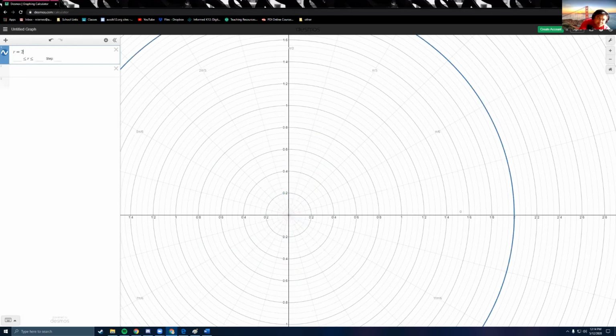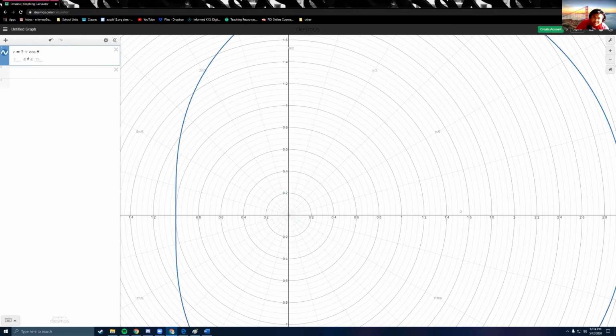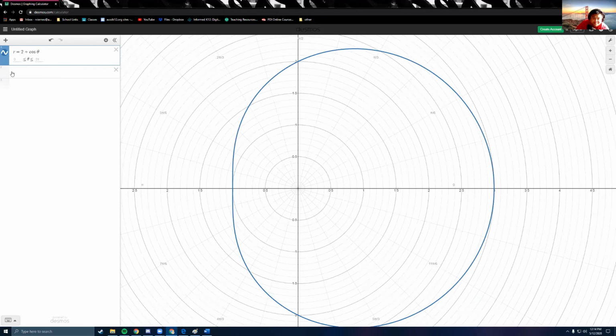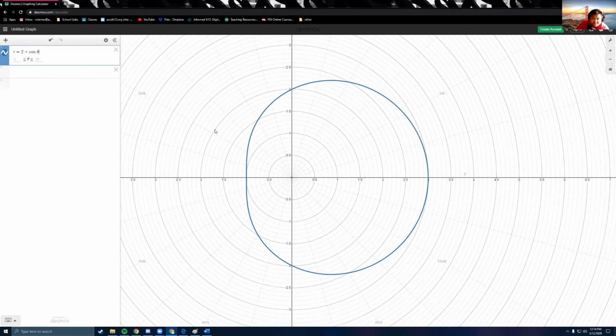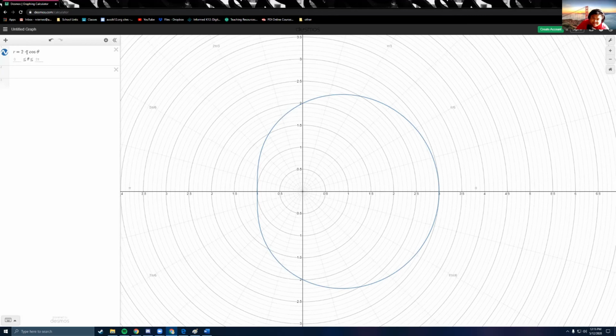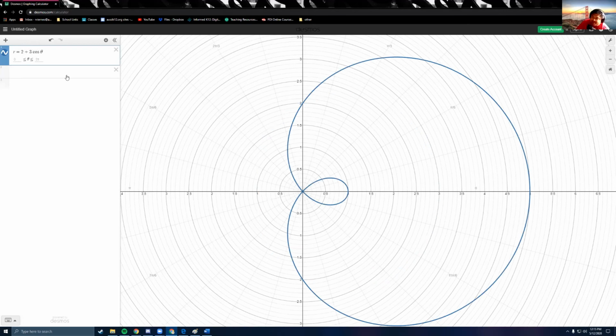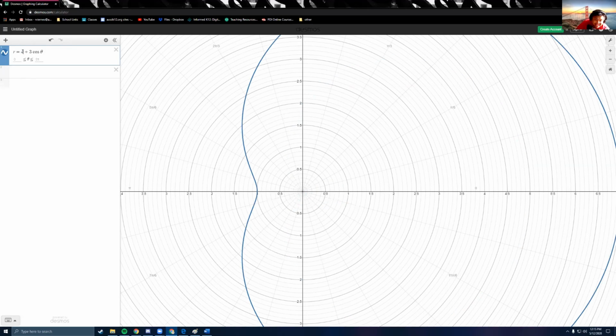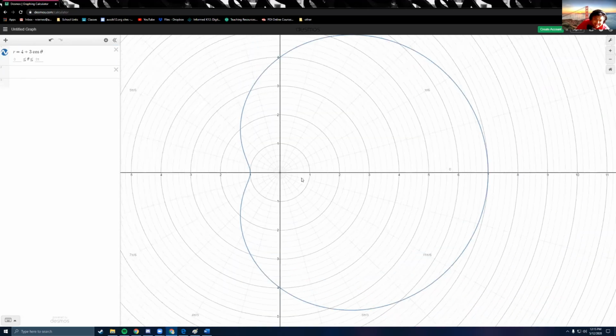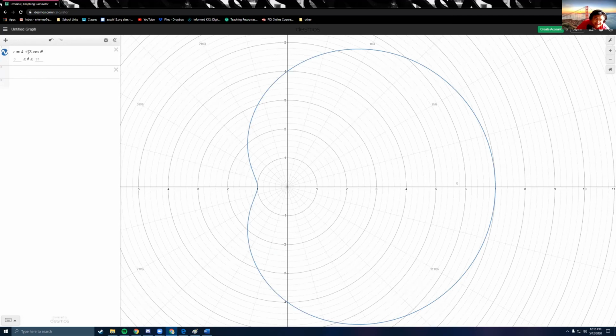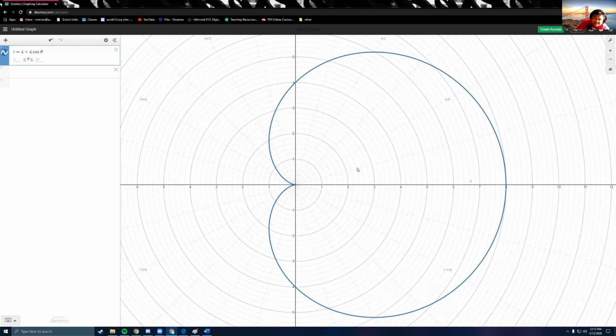I'm just going to type in 2 plus cosine theta. Whoa, look at that. We're going to zoom out a bit. That's not too exciting. Basically, kind of looks like a circle with a weird flat area here. But if we just put a number in front of this cosine, completely different. This is called a limacon. And this is called a, how I forgot. Oh, I know, I remember. This is called a cardioid.